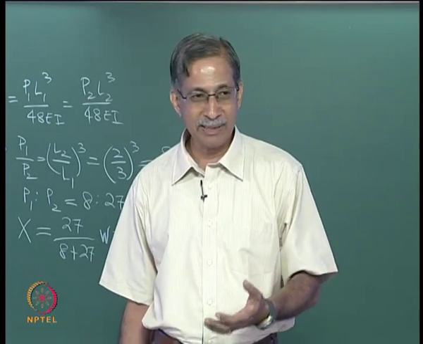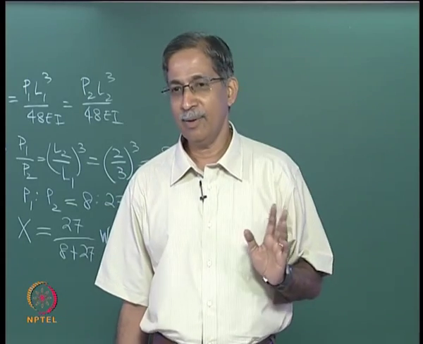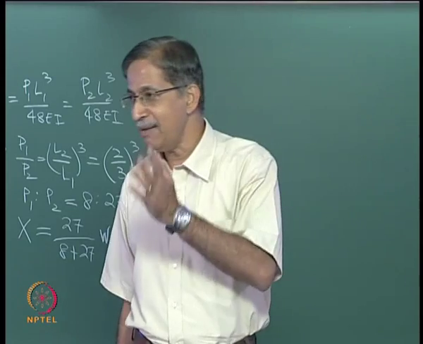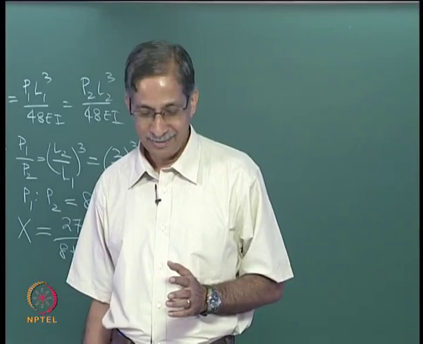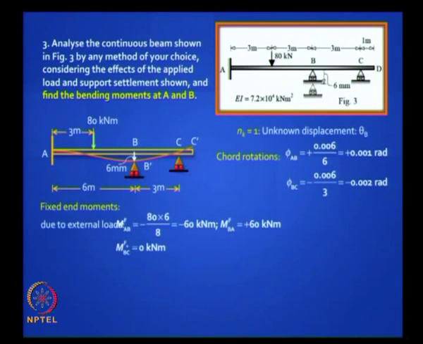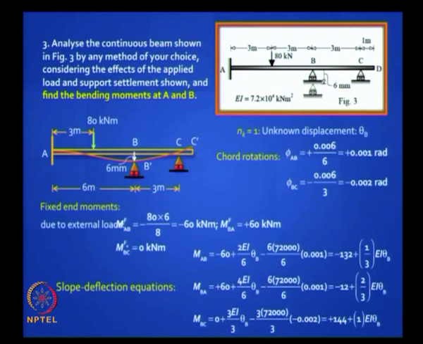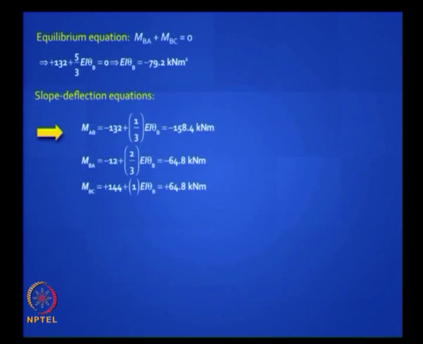We are not playing with numbers, they all have meaning. So 0.001 radian is what the movements are likely to be, they are barely visible. If you have 1 radian it's massive movement. So please be careful in the units. If you get the units wrong, everything goes wrong. And this is a straightforward fixed end moment calculation. Slope deflection equations, by now I think you will find they are not difficult to write. Equilibrium equation is straightforward. Solve it, you get the answer.